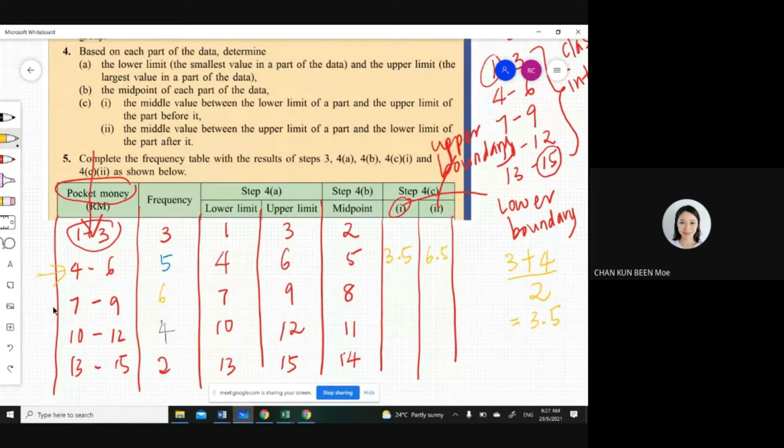What about this class? Can you tell me what is the lower boundary? 6.5. Correct, 6.5. The upper boundary? 9.5. Very good. What about the next class here? 9.5. Correct, 9.5 and 12.5. And the last one will be 12.5 and 15.5. So you can see the common number actually. This upper boundary is the same as the next lower boundary. This upper boundary is the same as the next lower boundary. Okay, so that is the meaning of upper boundary and lower boundary. Are you okay so far?